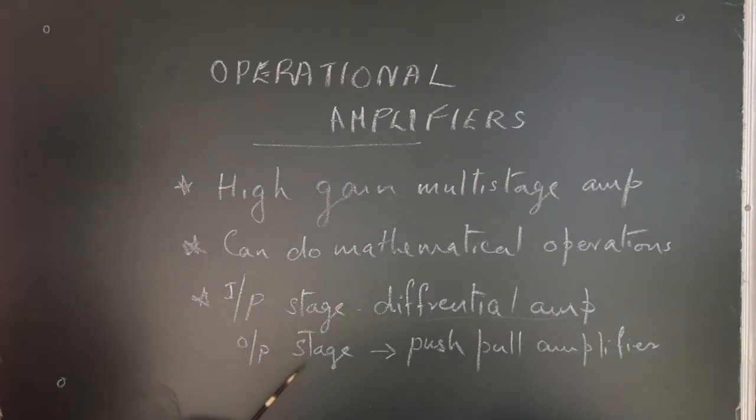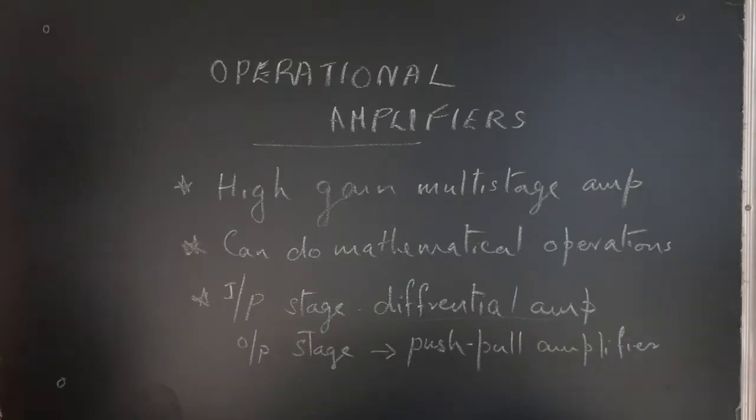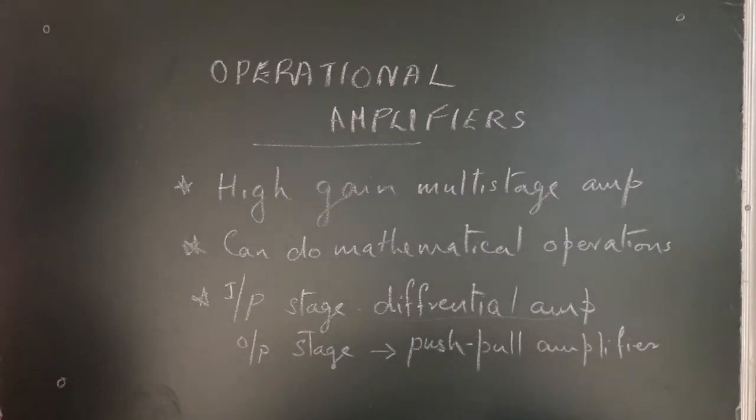Then the last stage is a push-pull amplifier. You know what is a push-pull amplifier? It is a class C amplifier. Two complementary transistors will be used in a push-pull manner, that is the push-pull class C amplifier.